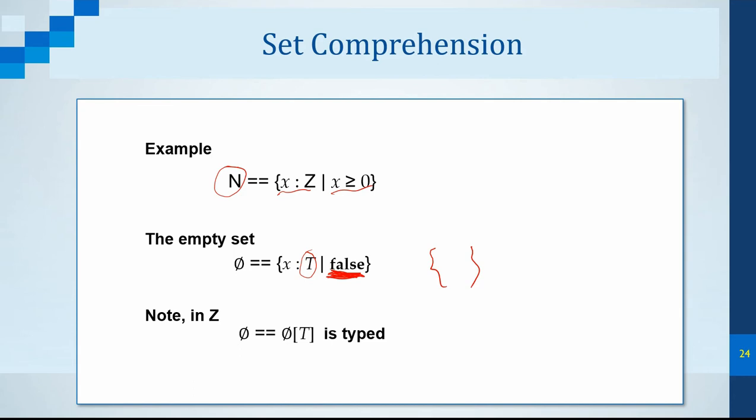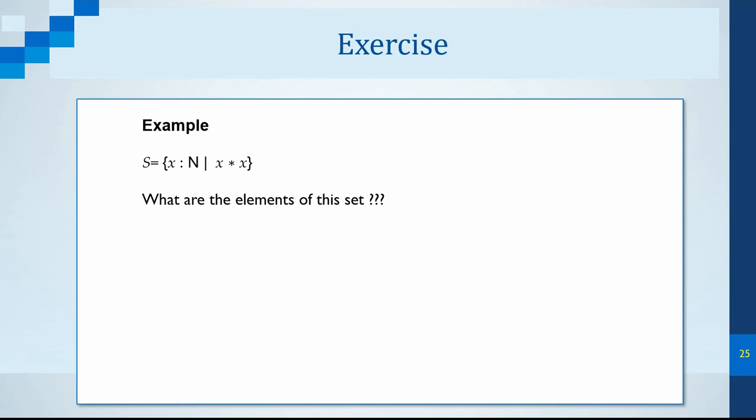Or we can do the same thing here using different types. So guys, this is now an example for you. We have x of type N, natural number, and x multiplied by x. If you see here there is no predicate, so it will be infinite numbers. So what is the value of this set, what are the elements of this set?